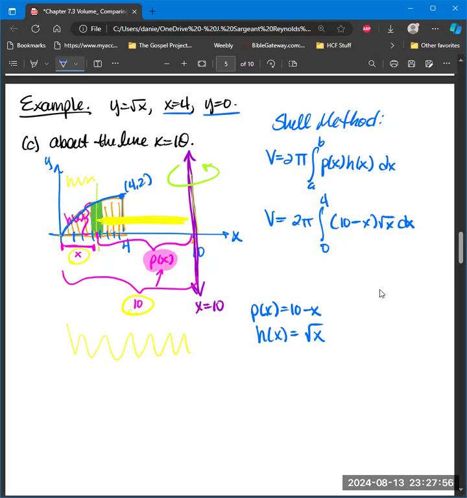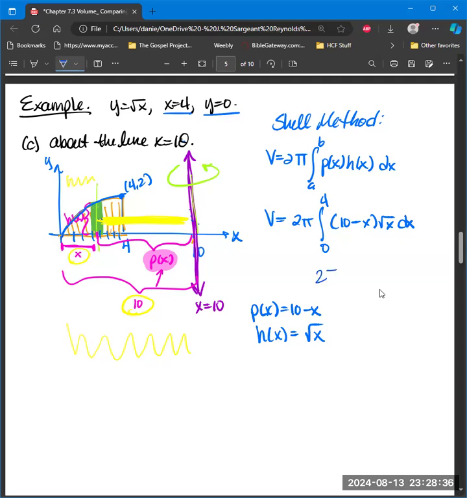So let's make a rectangle that's parallel to the axis of rotation with the shell method. We're just going to have a distance here to the axis of rotation that's no longer going to be x or y. It's going to be 10 minus the x value that's here. It's going to be the distance away that it is. The function is the square root of x here. 2 pi is the multiplier from 0 to 4. So your p of x was 10 minus x this time. Your h of x was the square root of x.